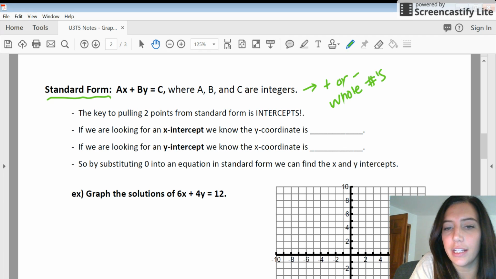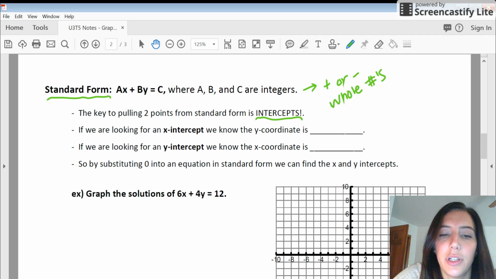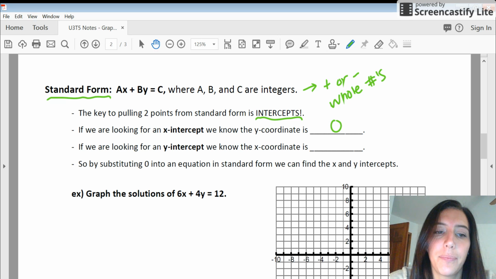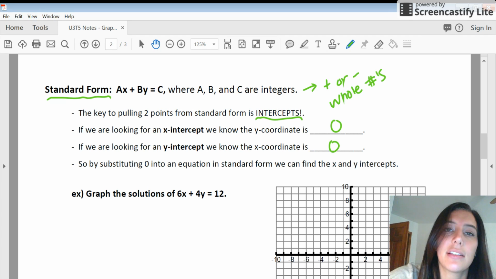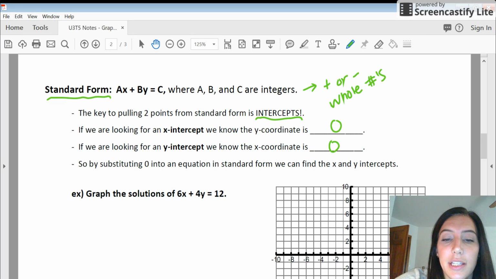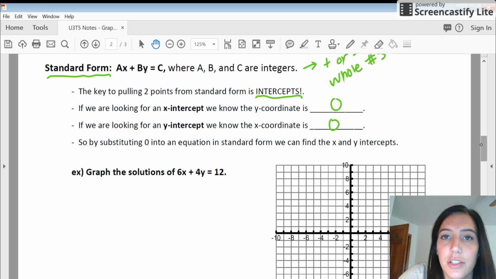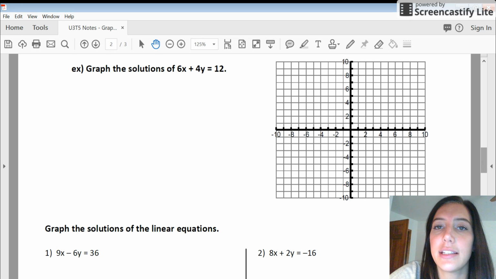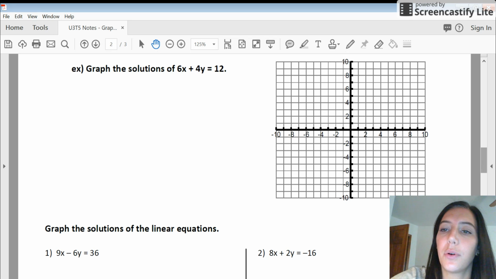The key to graphing a line from standard form is to pull 2 points, and those points actually are the intercepts. If we're looking for an x-intercept, we know that the y-coordinate is 0. That means it's on the x-axis and that y is 0. If we're looking for a y-intercept, then we know that x is 0. That means it's on the y-axis and x is 0. So by substituting 0 into the equation in standard form, we can find the x and y intercepts. As long as we have those 2 points, we can connect them to form a line. So we're just going to take turns subbing in 0 for x and then 0 for y.